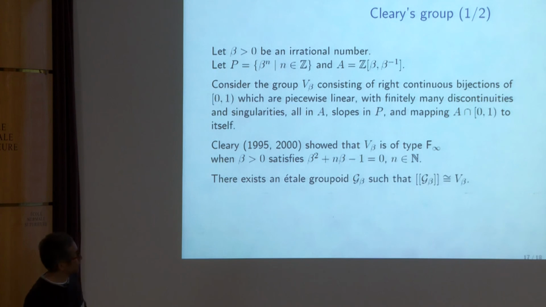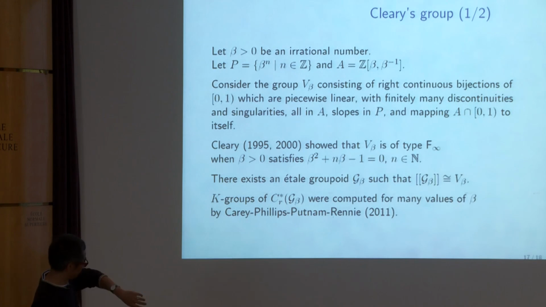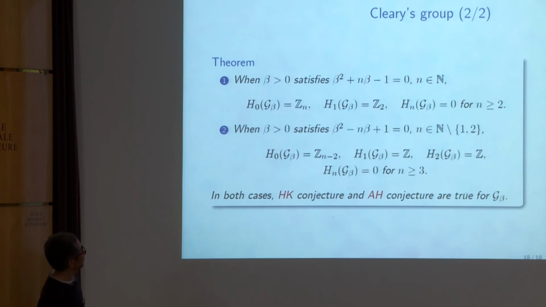And Stein also considered its generalization, which involves some irrational slopes. In this case, I don't know for general irrational numbers, but if beta satisfies these equations, I computed the homology like this. As a consequence, HK holds, and AH also holds for this dynamics. Okay, thank you.